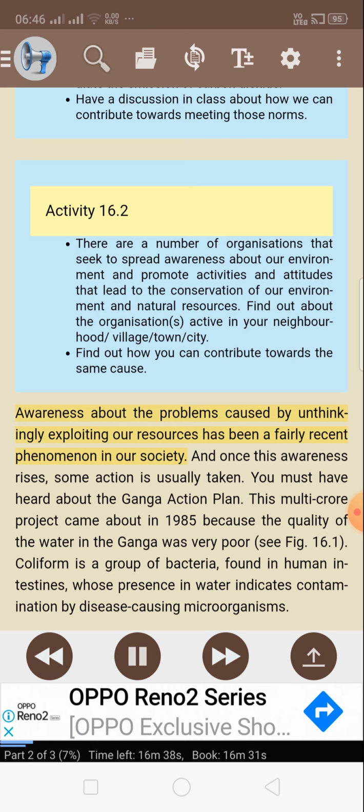Awareness about the problems caused by unthinkingly exploiting our resources has been a fairly recent phenomenon in our society. And once this awareness rises, some action is usually taken. You must have heard about the Ganga Action Plan. This multi-crore project came about in 1985 because the quality of the water in the Ganga was very poor.